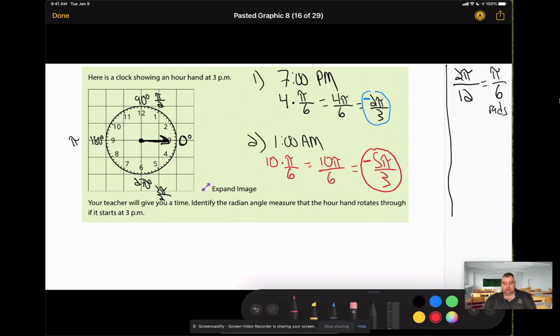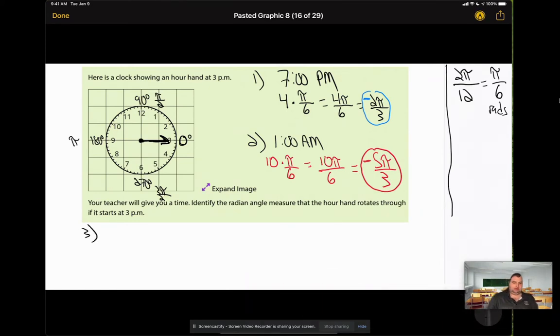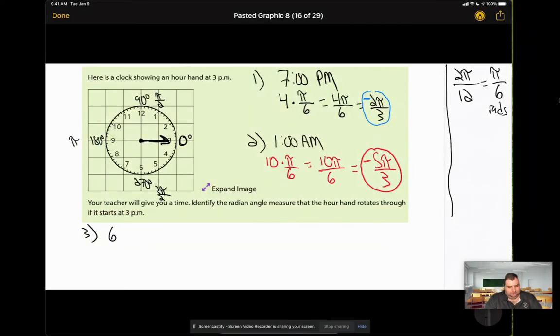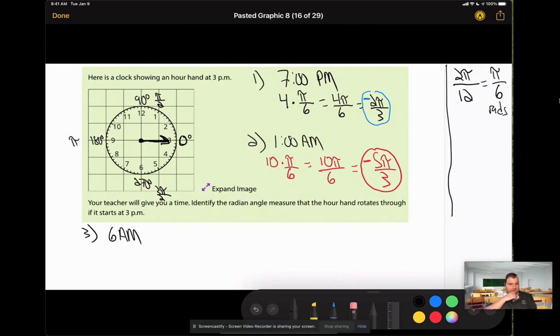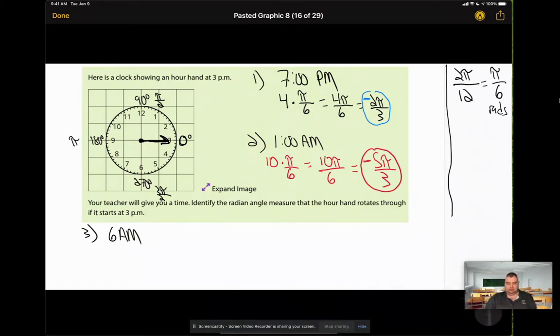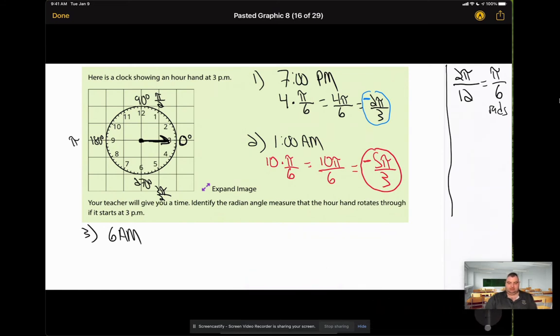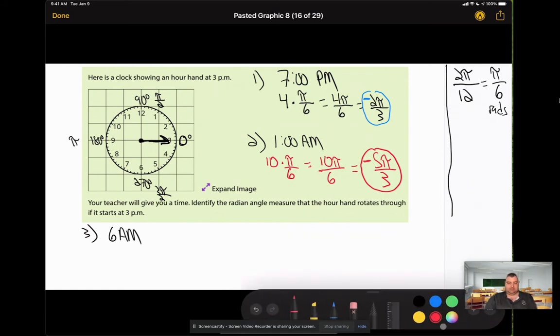Let's do another one now. Okay. Let's do 6 a.m. So between 3 p.m. and 6 a.m. Okay. So this one is interesting because I'm going from 3 p.m. to 6 a.m.